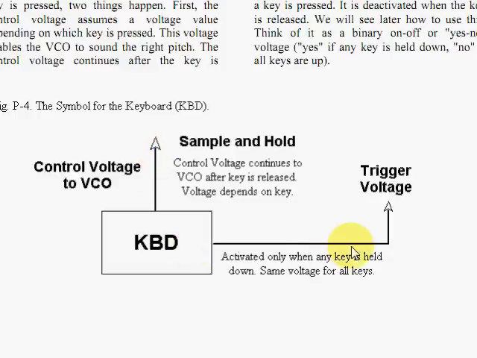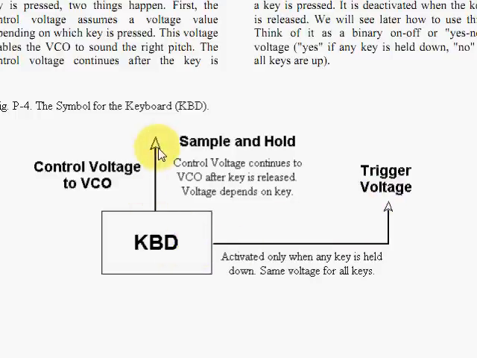We need another control, and that is to know when the key is pressed or not. That's called the trigger voltage, and this is either on or off. So you can think of this as like 0 volts when you're not pressing the key, and when you press the key you get, say, like 1 volt or something.